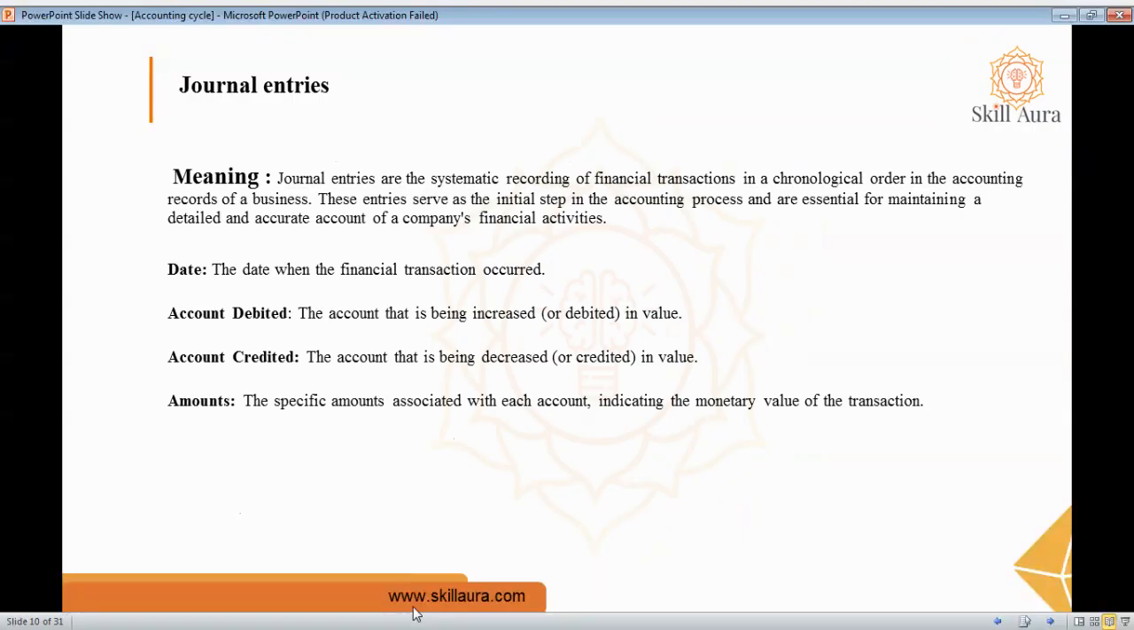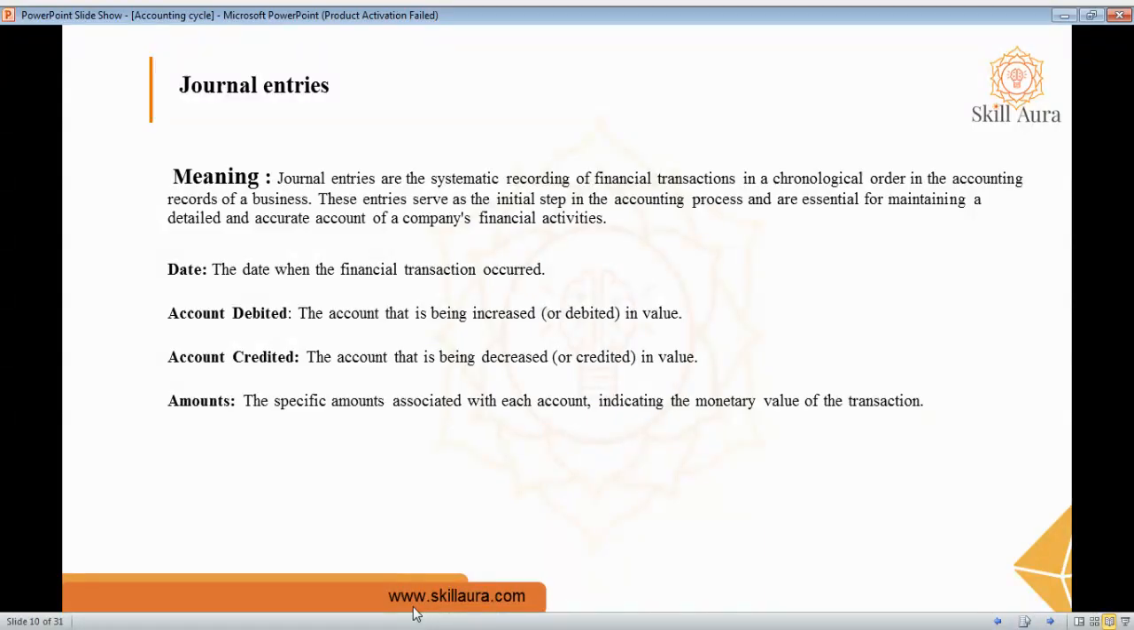Let's understand deep into it. Let's understand the meaning of it. Journal entries are a systematic record of financial transactions in chronological order in the accounting records of the business. These entries serve as the initial step in the accounting process and are very important for maintaining a detailed and accurate account of the company's financial activity.